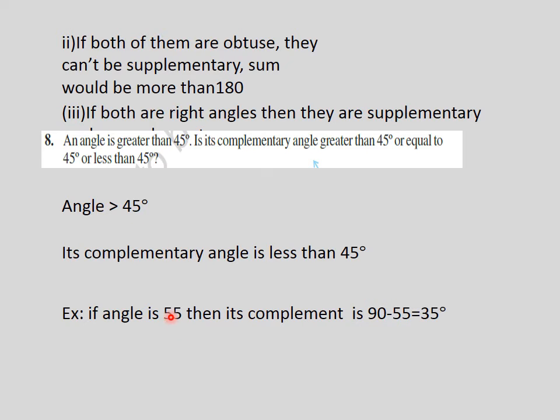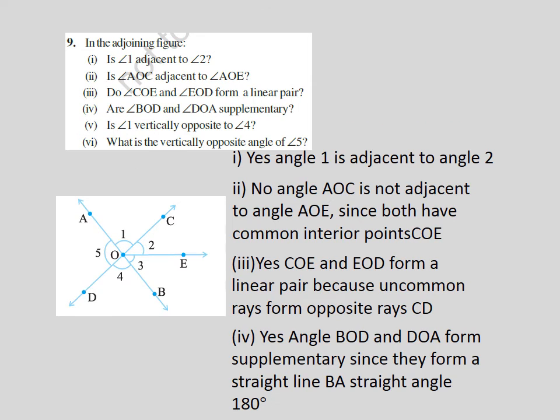For example, you take an angle which is more than 45. I have taken an example of 55. What happens to the complement? 90 minus 55, how much is it becoming? It is becoming 35 degrees, which is less than 45. Okay, we'll go to the next question.